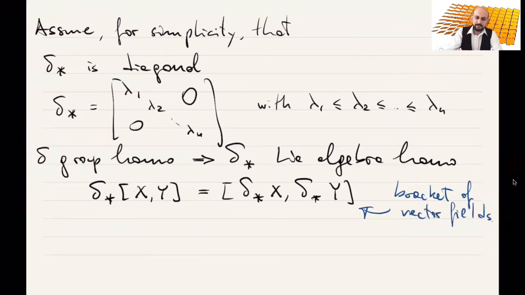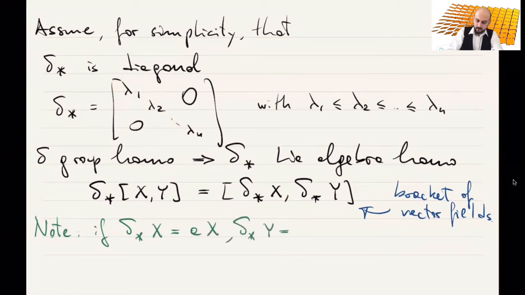Now, let's try to understand what is happening to the standard basis, namely the vectors that are eigenvectors for this map. What will make you notice that, let's say that delta star of x is a x, and delta star of y is equal to b y, then what happened to delta star of the bracket of x and y?